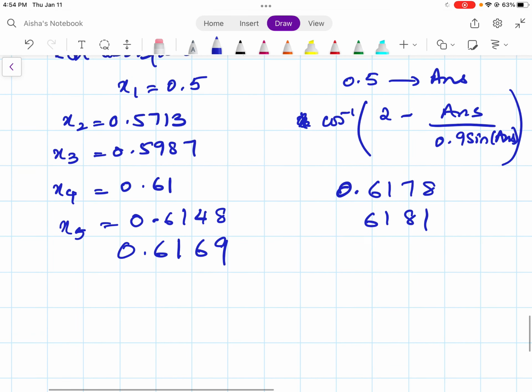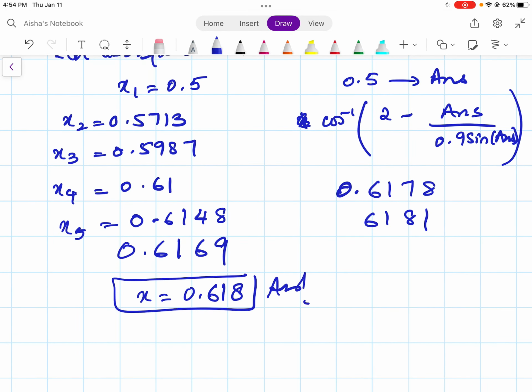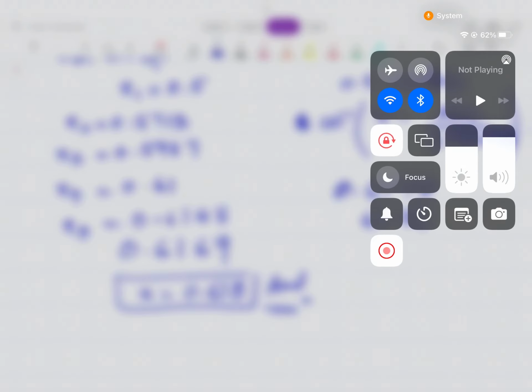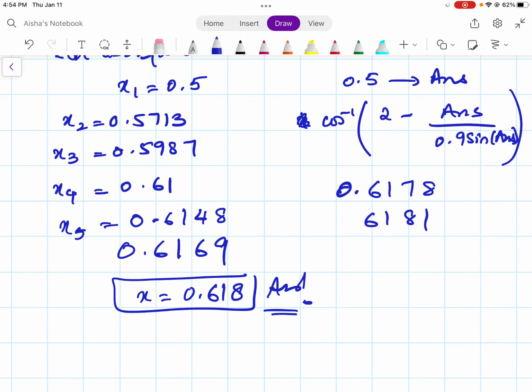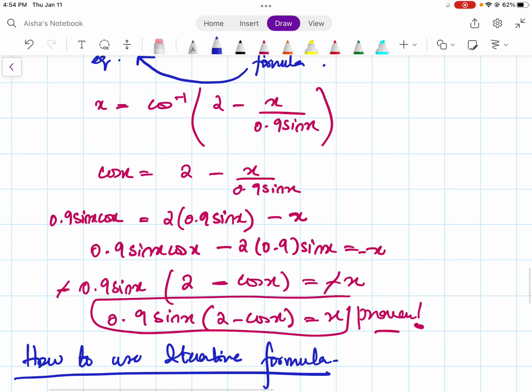Okay. So I can say that it converges to 0.618. This is the answer correct to 3 decimal places. Okay. Clear about it? The question always mentions whether they want the answer to 3 decimal places or to 2 decimal places. Clear about it? This is almost everything covered in iteration.